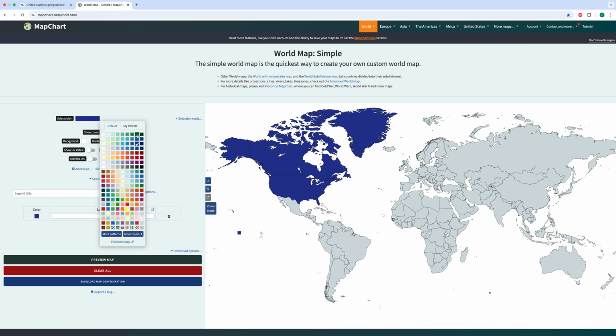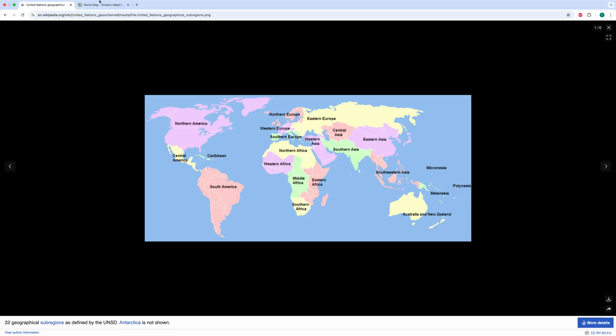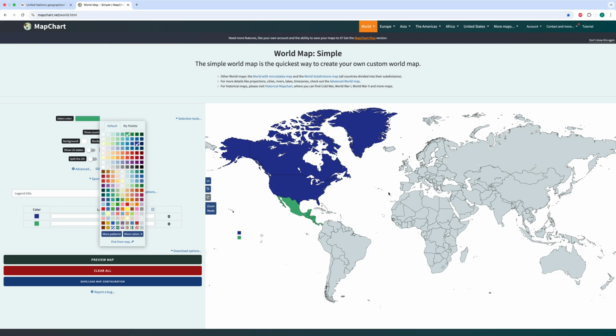Then next is Central America. Central America has Mexico, Guatemala, Belize, El Salvador, Honduras, Nicaragua, Costa Rica, and Panama. They're Latin American countries. They're usually colonized by Spain.